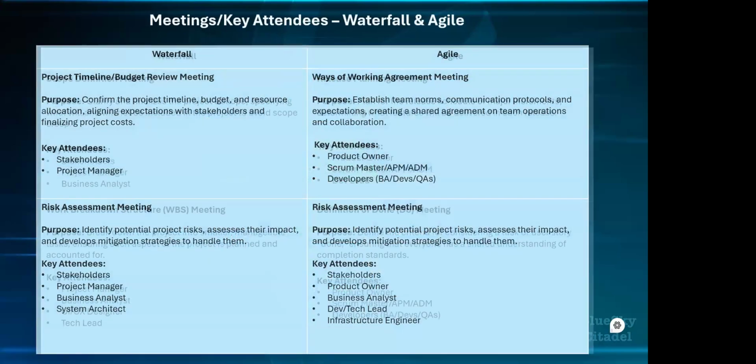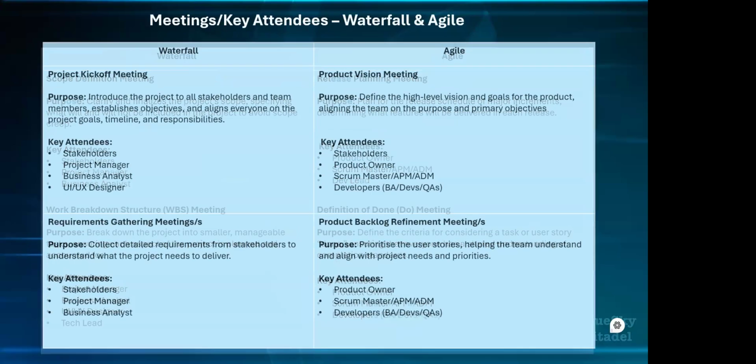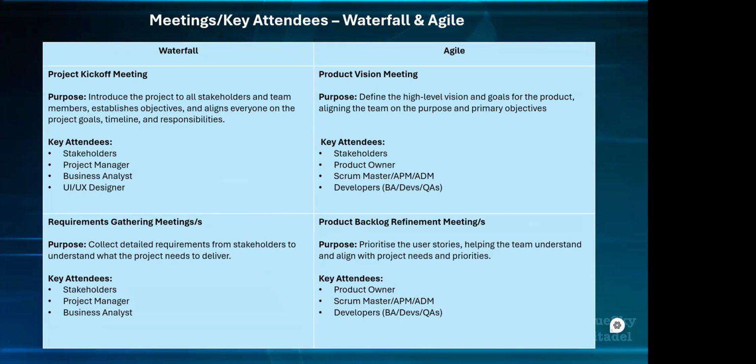So quickly, let's look at the meetings we have for Agile. Okay, the first one is the product vision meeting, because we talked about having that in place. The purpose of that meeting is to define, like we said, the high level vision and goal for that product, aligning the team to the purpose and the primary objective of it. Okay, so that's one of the things we want to look at.